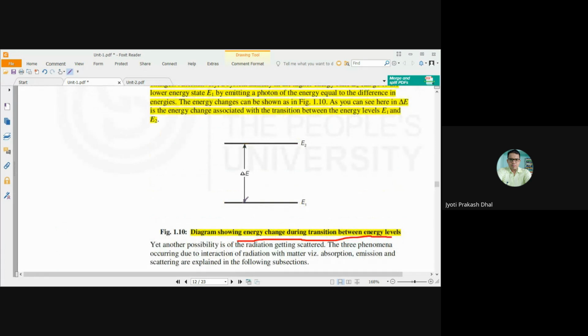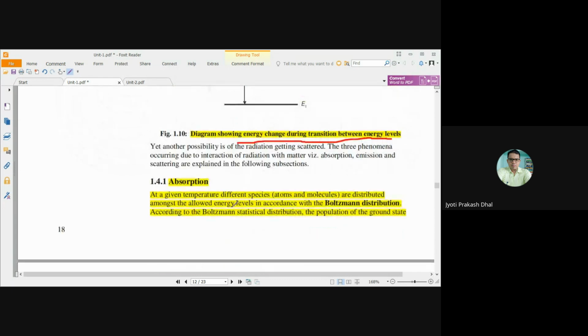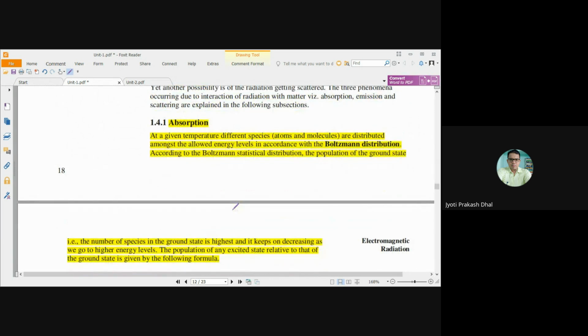These transitions between energy levels may be vibrational, rotational, or electronic transitions, depending upon the nature of the electromagnetic radiation absorbed by the sample. Now coming to the next topic, which is absorption.